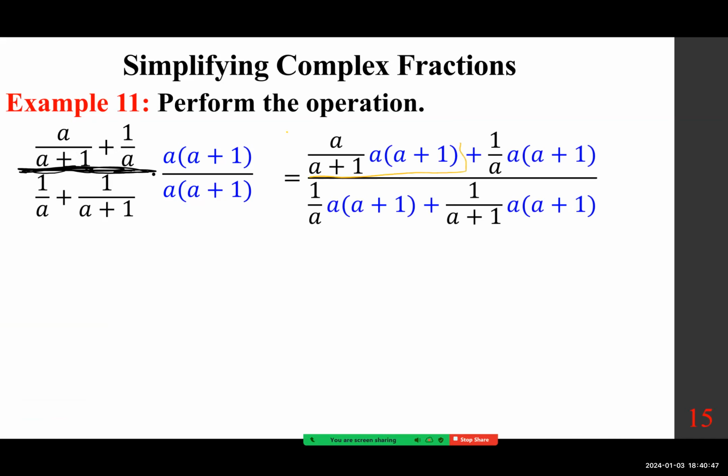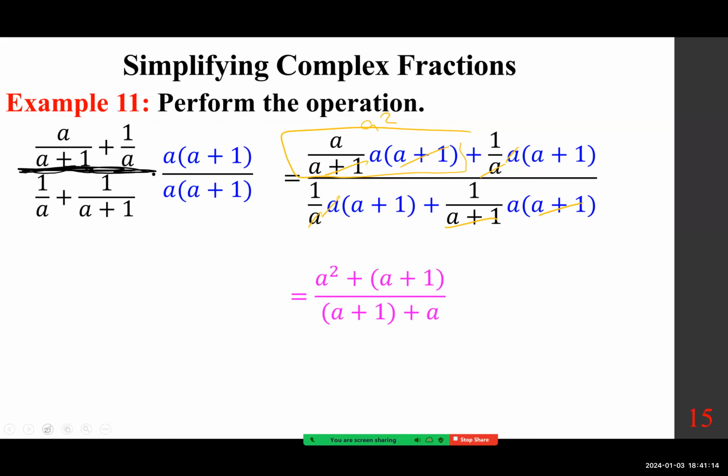In this case, a plus 1 and a plus 1 cancel each other. You end up with a squared. In this case, a and a cancel each other. They give us just 1 times a plus 1 or a plus 1. That's the numerator. This cancels out this one. This cancels out this one. And this is what we get.